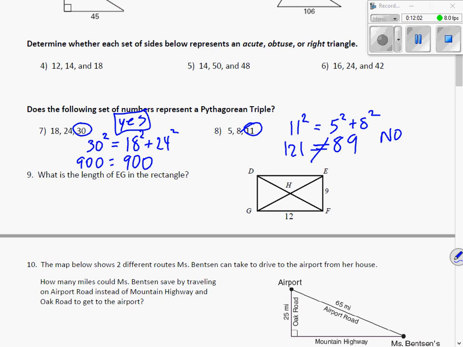Now, when we take a problem like this and we go up here, not only do we find out whether it's a right triangle or not, but we also need to know, if it's not a right triangle, is it acute or is it obtuse? Because it's got to be one or the other. It's either acute, right, or obtuse. Well, this one's not a right. What is it?